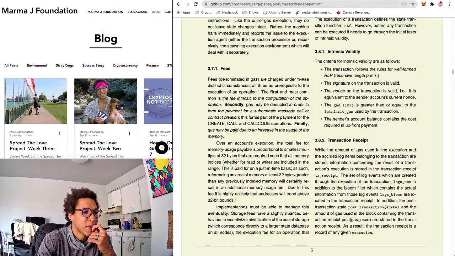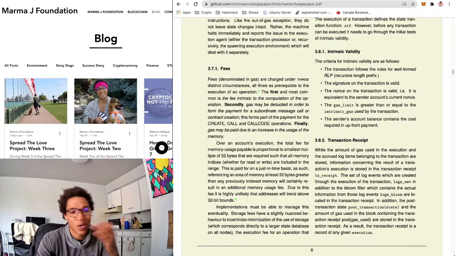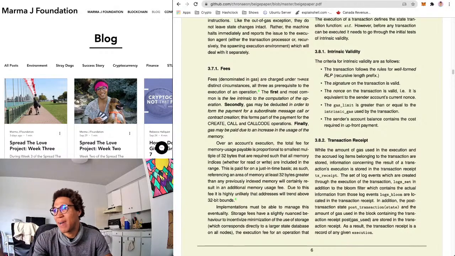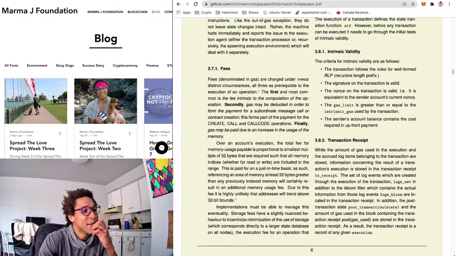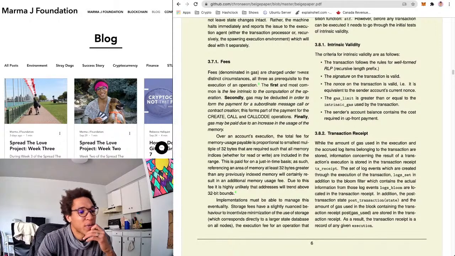Okay. This is paid for on a just-in-time basis. As such, referencing an area of memory at least 32 bytes greater than any previously indexed memory will certainly result in an additional memory usage fee. Due to this fee, it is highly unlikely that addresses will trend above 32-bit bounds. I guess this is talking about specifically for addresses. Why would you ever want to have an address later on? Just make a new address later. For smart contracts, implementations must be able to manage this eventuality.